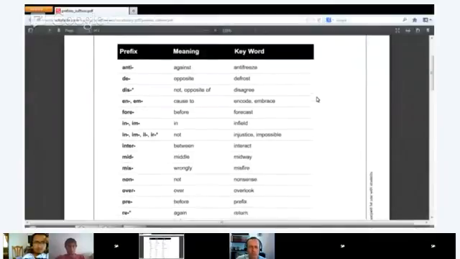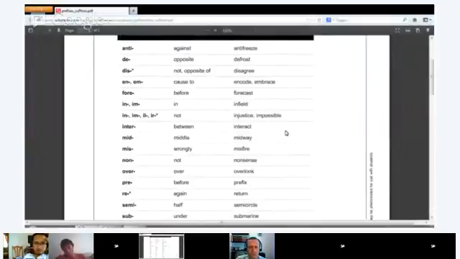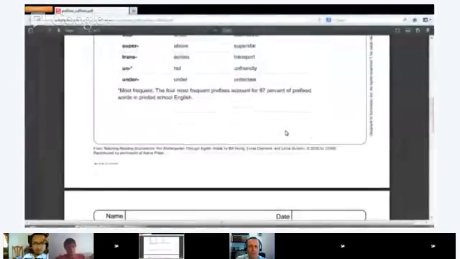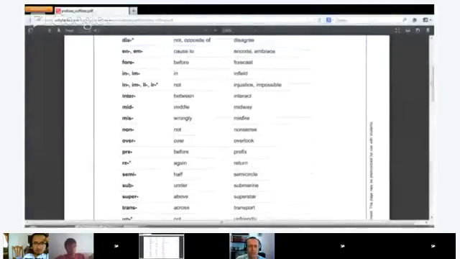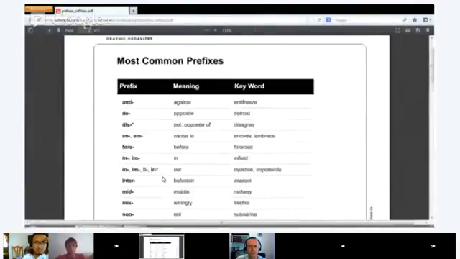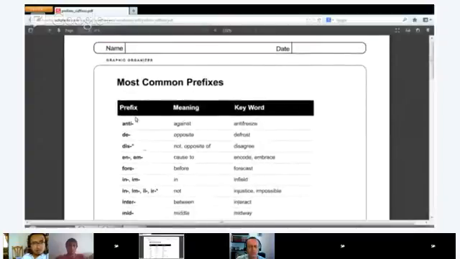So what we're going to do, I'm going to have you guys read through, let's do probably 4 apiece. I'll start off with Alejandro. Alejandro, let's go to the top of page 1. What we have here, we have the prefix, the meaning of the prefix, and then the key word. So what I would like for you to do is read the first 4 prefixes, their meanings, and their key words. Okay, go for it, Alejandro.